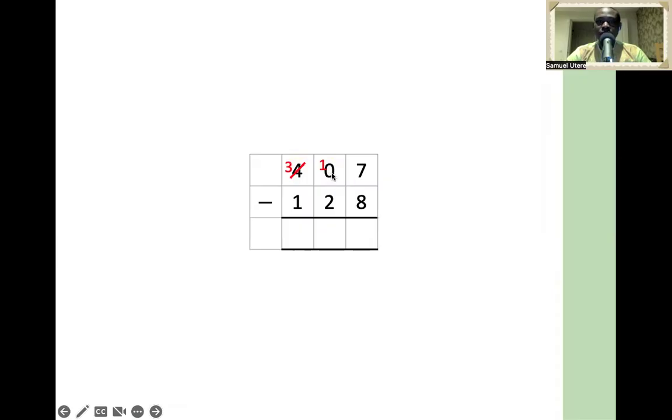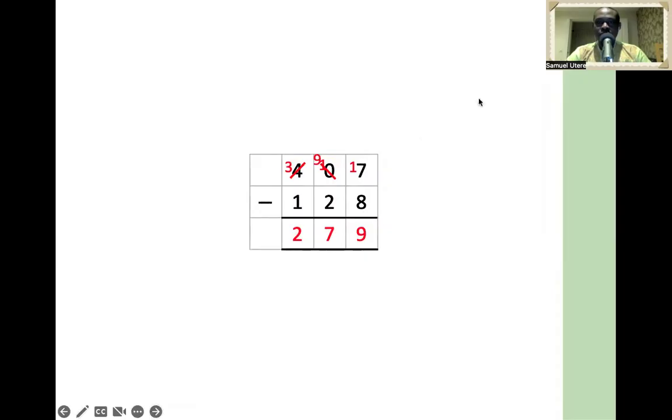So now we can take 1 from these tens, and then we're left with 9. And then we can put that 10 ones here because remember the 1 ten is equal to 10 ones. When we put it here, it's now 17 ones. So we can do our subtraction now. So 17 ones minus 8 will be 9.